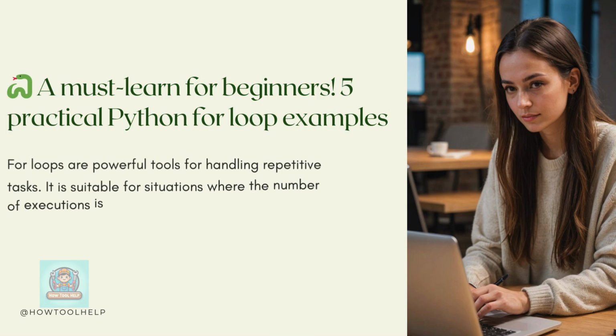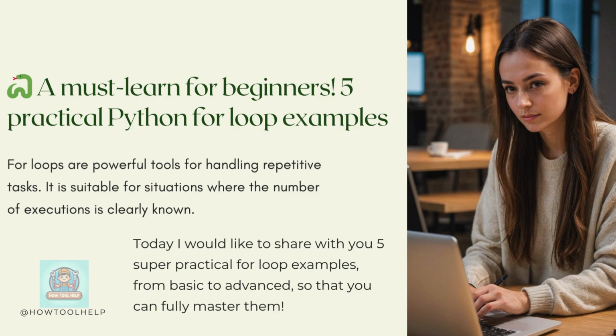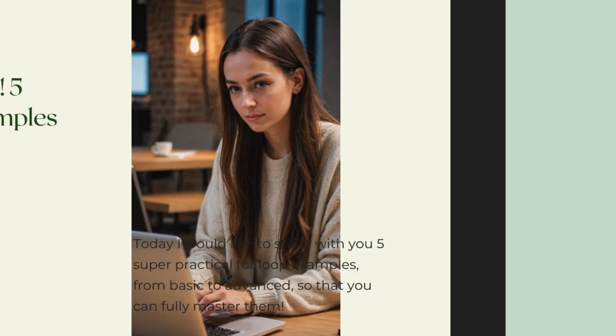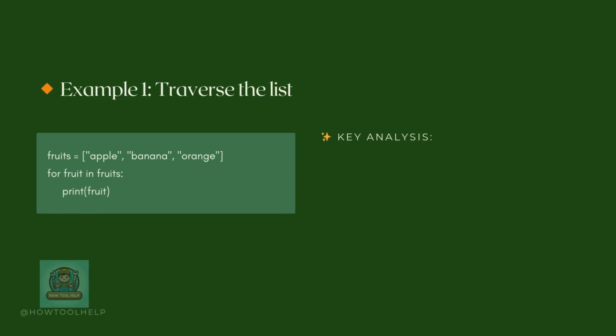For loops are powerful tools for handling repetitive tasks and are ideal for situations where the number of iterations is known beforehand. Today, we'll share 5 practical examples of for loops, ranging from basic to advanced, to help you get started. Example 1. Iterating over a list.